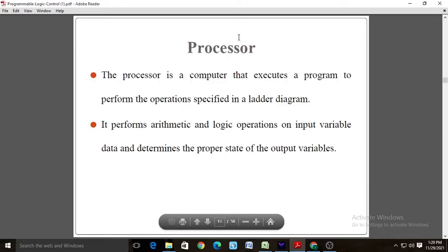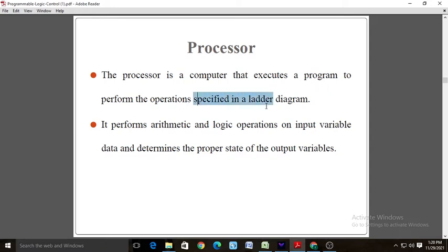Then here is the processor, which we are going to see. The processor is a computer that executes a program to perform the operations specified in a ladder diagram. So what is a ladder diagram? A ladder diagram is a diagram where various symbols are used, and it has a specific application, a specific aim. We will study this ladder diagram as we proceed further in the chapter.